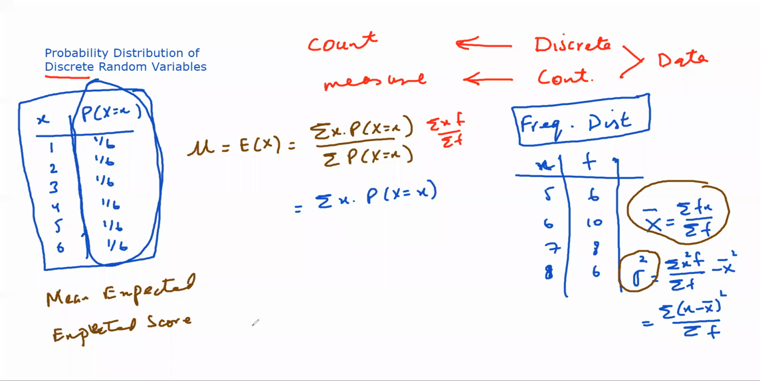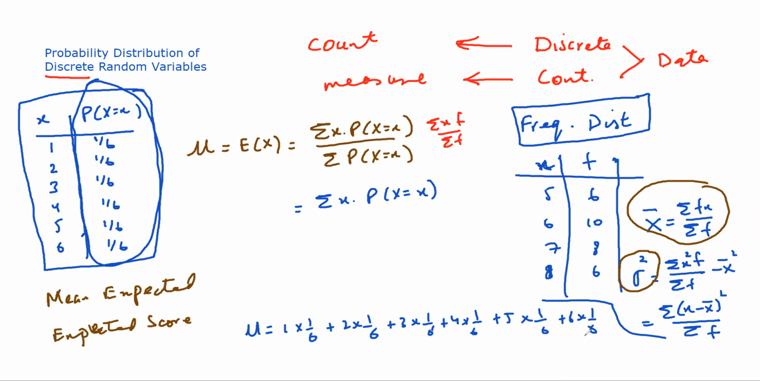So if you want to find this mu over here, this is mostly used as mu or E of X. So this would be 1 into 1 over 6 plus 2 into 1 over 6 plus 3 into 1 over 6 plus 4 into 1 over 6 plus 5 into 1 over 6 plus 6 into 1 over 6, okay? So you have 3, 6, 10, 15. So this is 21 over 6. That is going to be 3.5. So the expected score can be 3.5 if you throw a die once, okay?